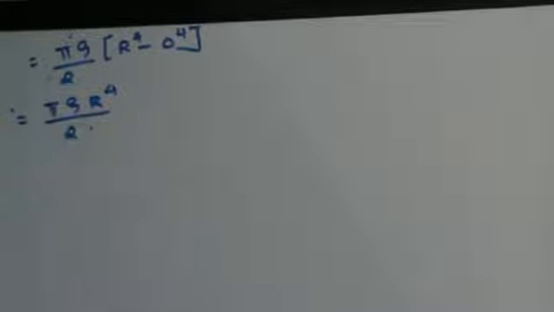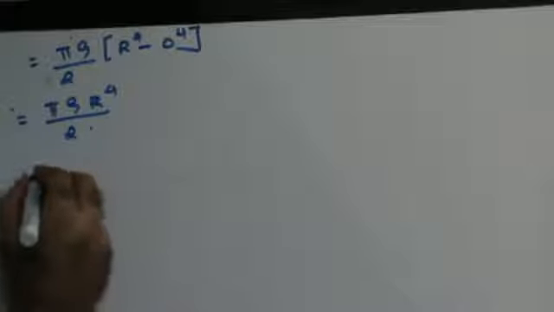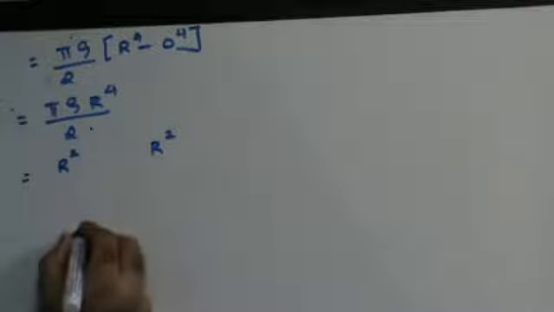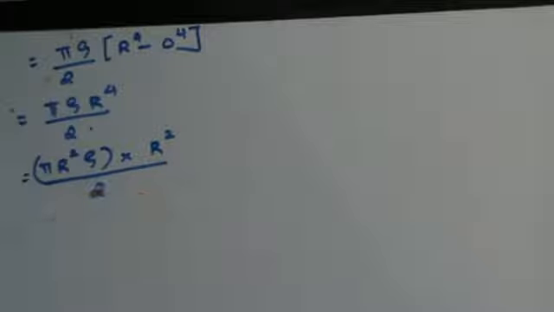So this is going to be pi rho r raised to 4 divided by 2, right? Now r raised to 4 can be written as r square into r square, pi rho upon 2. But pi r square rho is nothing but the mass of the disc. So this is nothing but mr square divided by 2. Thus the moment of inertia of the disc about an axis passing through the center and perpendicular to the disc is mr square divided by 2.